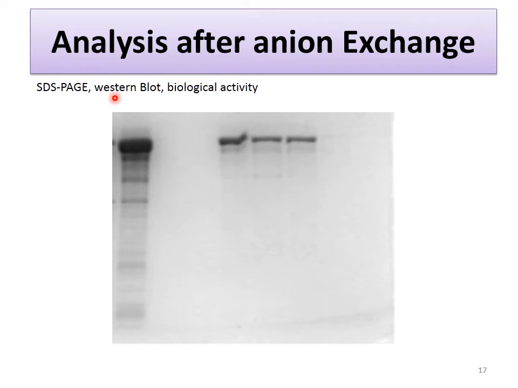For example, if a given protein is an enzyme, then we can collect the fractions from the column and look for the biological activity, for the enzyme activity in those fractions. So the fractions which contain the required enzyme activity will be containing the required protein of interest.